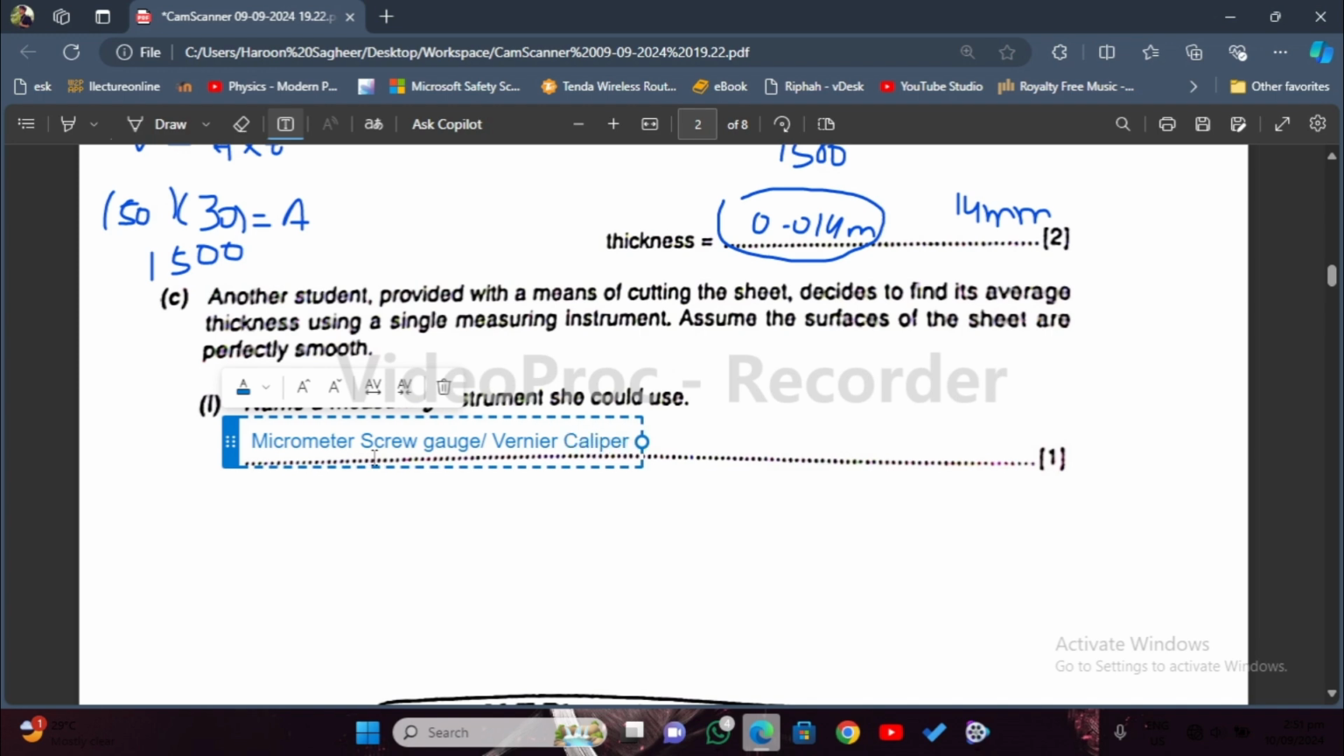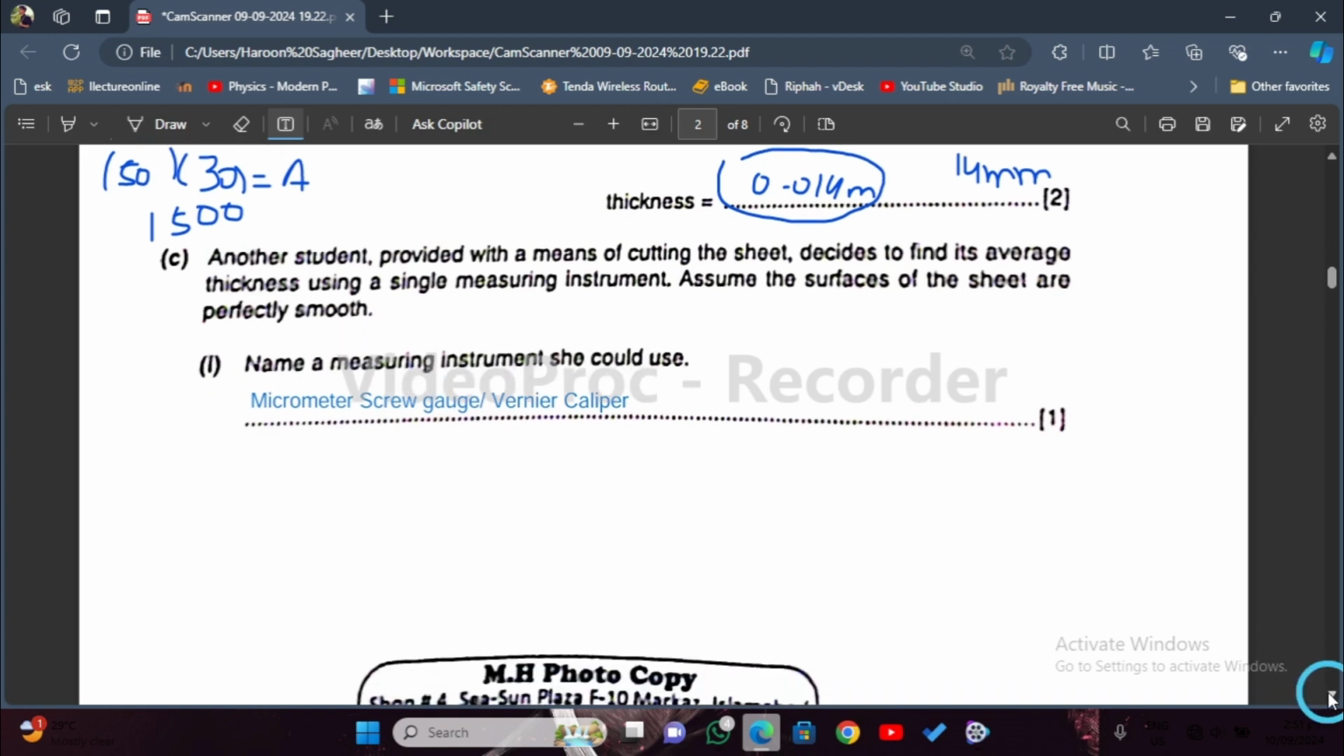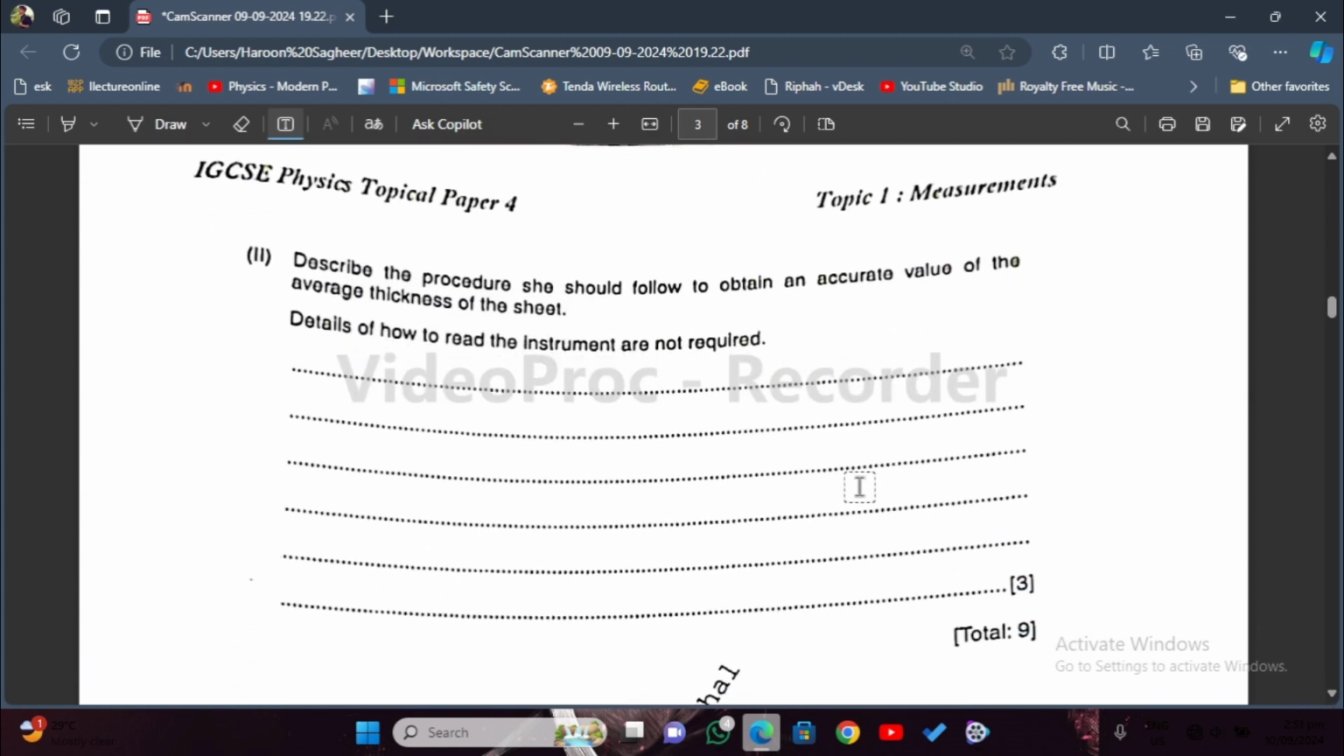These instruments will give us the best value, but I would recommend the micrometer screw gauge would be the best one. Right, describe the procedure she would follow to obtain an accurate value of the average thickness of the sheet. Details of how to read the instruments are not required. Alright, we need to just describe in the paper how we are actually going to use the screw gauge. So let's write it down here.